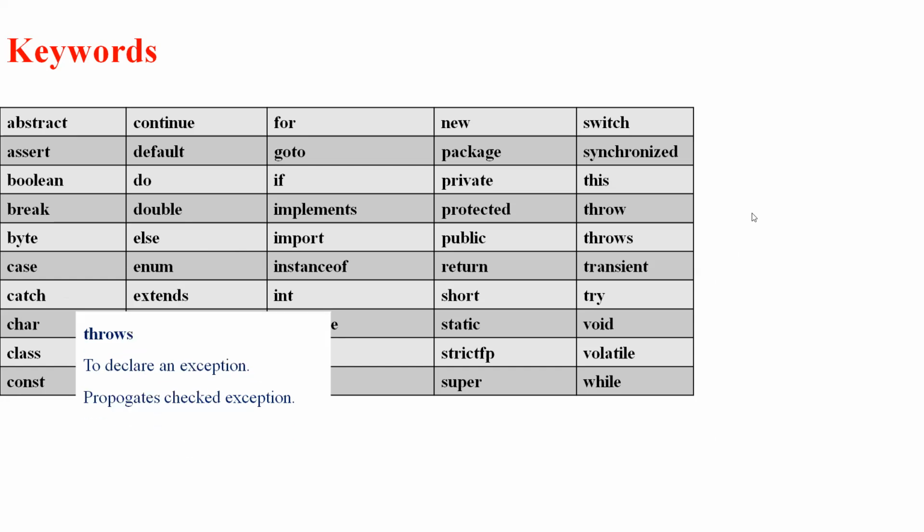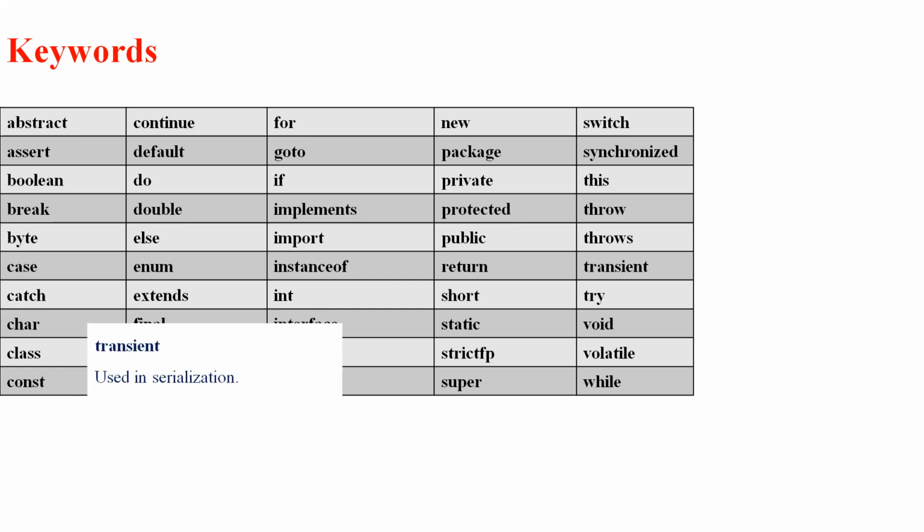So next we have throws. Throws indicates what exceptions may be thrown by a method. So in order to declare an exception, or to propagate a checked exception, or to indicate what exceptions may be thrown by a particular method, we use this throws keyword.